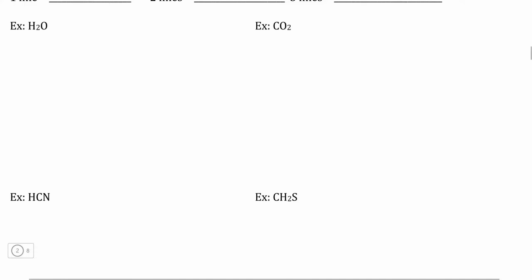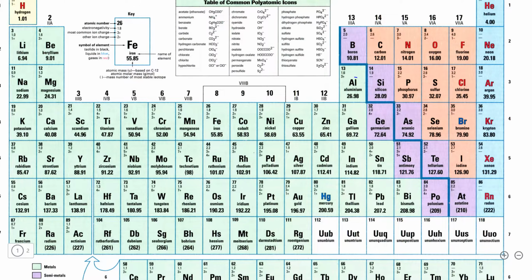For this purpose, we're actually going to be drawing three compounds at the same time: H2O, also known as water, CO2, also known as carbon dioxide, and HCN, hydrogen cyanide, which is actually a very deadly poison. We can see here that we only need to look up four different elements for these compounds on the periodic table: hydrogen, oxygen, carbon, and nitrogen.